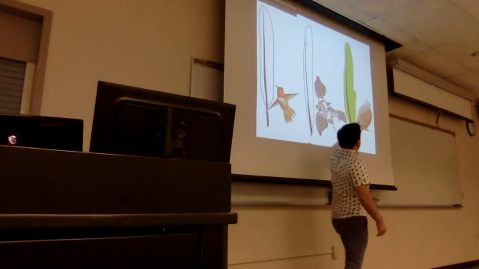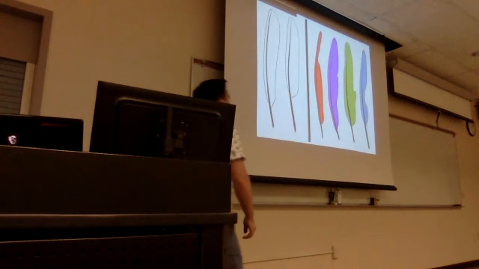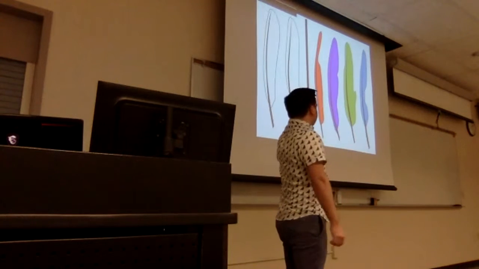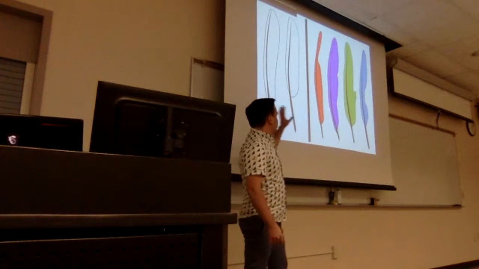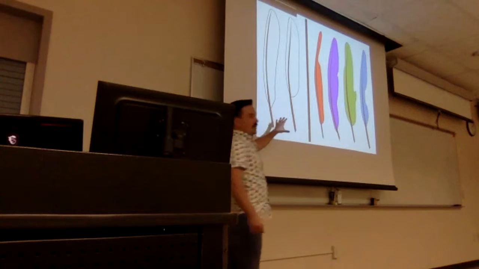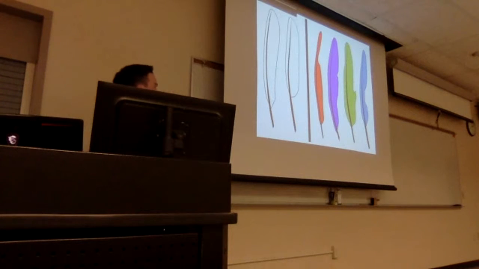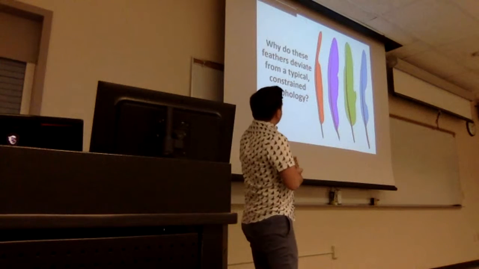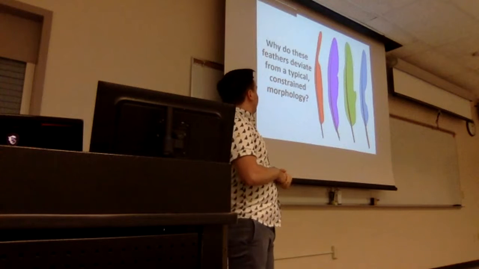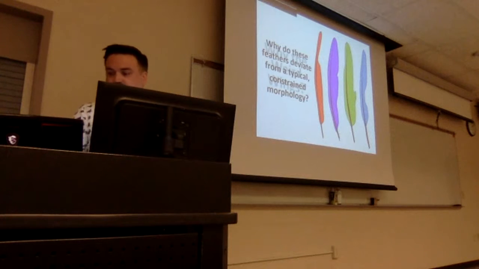So like, what is going on here? And this has been the target of my dissertation. It's captured my attention for about 10 years now. Specifically, how do these feathers deviate from this aerodynamically constrained form? If so many birds have this normal shape, this typical feather morphology, what allows these other shapes to occur? So this is the primary question of my dissertation. Why do these feathers deviate from a typical aerodynamically constrained morphology? In other words, why the weird wings?